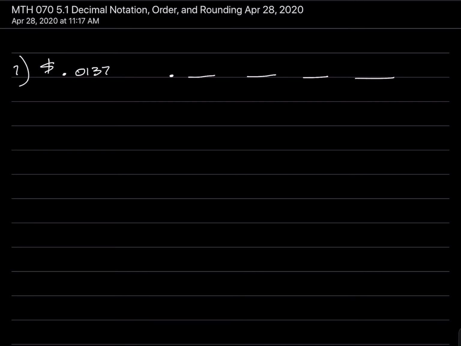So to the left we have ones, tens, hundreds. To the right we have tenths. Second decimal place is a hundredths. And we have a thousandths. And then 10 thousandths, and it keeps going. So we'd have 100,000ths, millions. So looking at this, we have 0.0137.